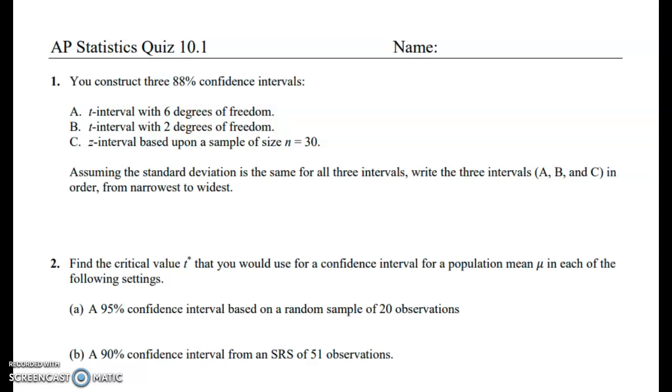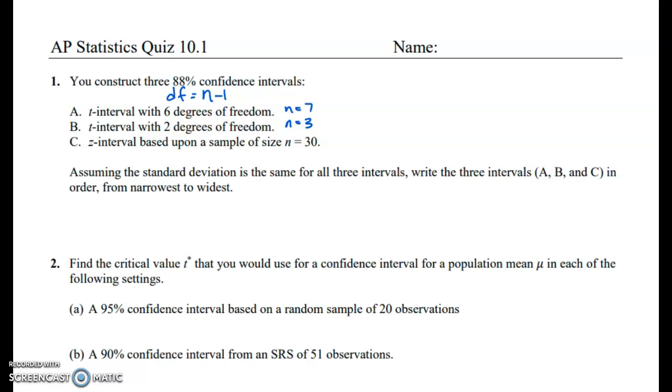A and B are T intervals, again, with different degrees of freedom. And when they tell you the degrees of freedom, they're also telling you that degrees of freedom were found by taking your sample size minus 1. So in this first one, the number in our sample is actually 7. In the second one, the number in our sample is actually 3. And in the third one, they tell us our sample size is 30.